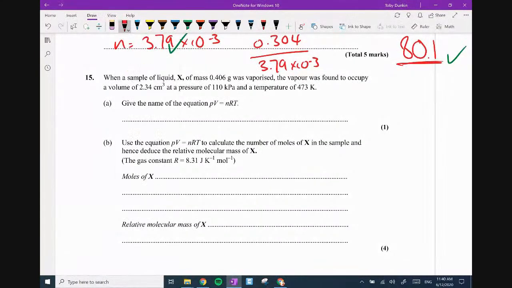Okay, give the name of the equation. Ideal gas equation. I like it. Notice, by the way, that the P is lowercase. You're allowed to do that if you want. I don't tend to. Don't ask me why. I don't really know. It just is. Go figure.